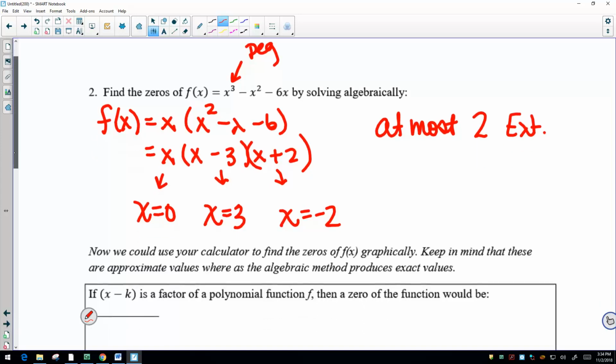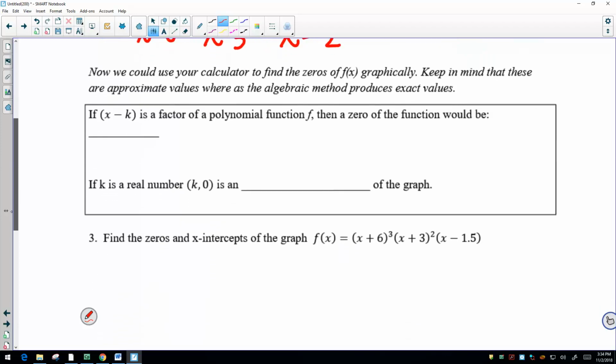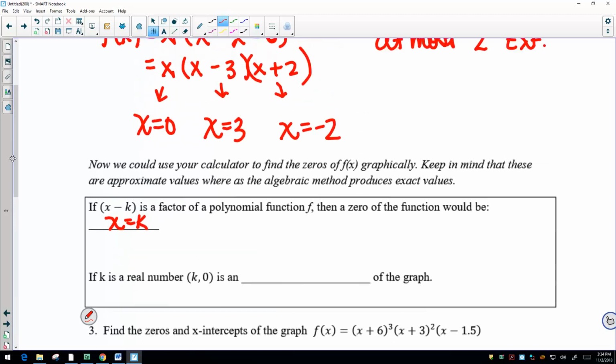Okay, so if we summarize this, it says if x minus k is a factor of the polynomial function, then the 0 of the function would be x equals k. That's what we found up above. So we had x minus 3 was a factor, the 0 is x equals 3. And if k is a real number, then k comma 0, whatever that k value is, would be your x-intercept of the graph.